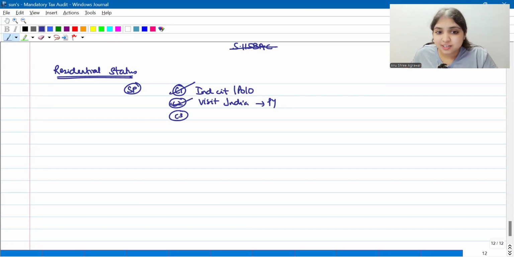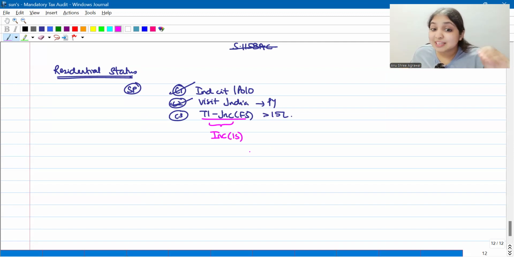The third condition is that the total income minus income from foreign source should be more than 15 lakhs. Now, this we'll have to calculate. Total income minus income from foreign source means what? It means income from Indian source. Now, income from Indian source generally means what? Generally means it is an income which is earned in India.